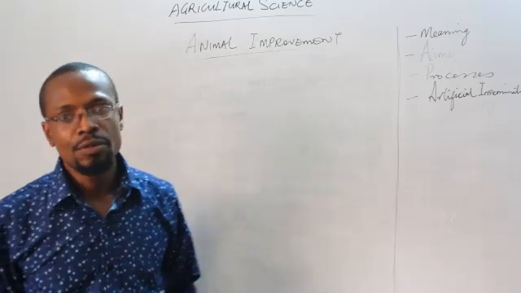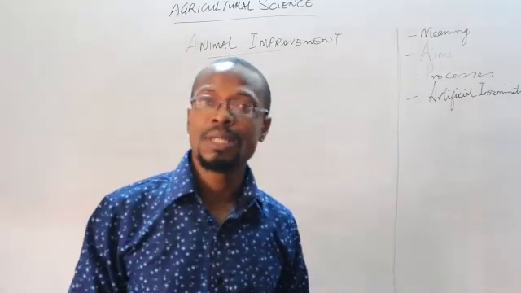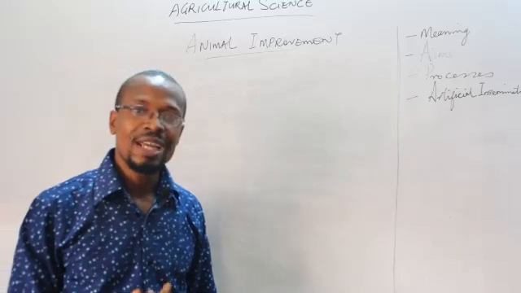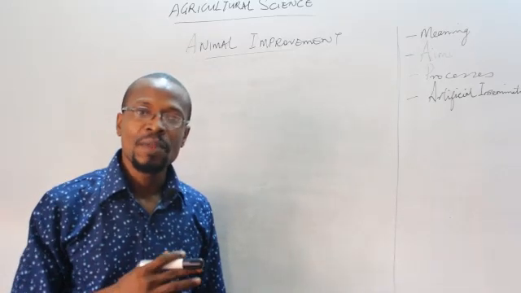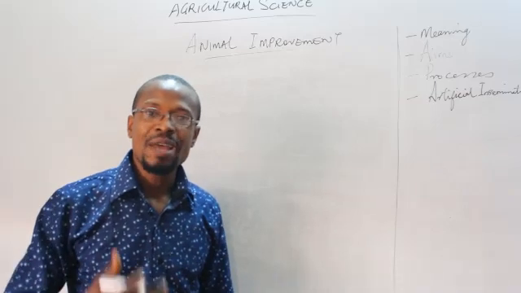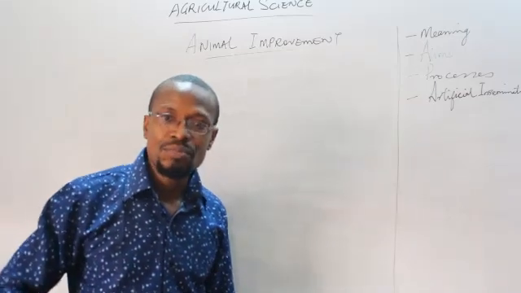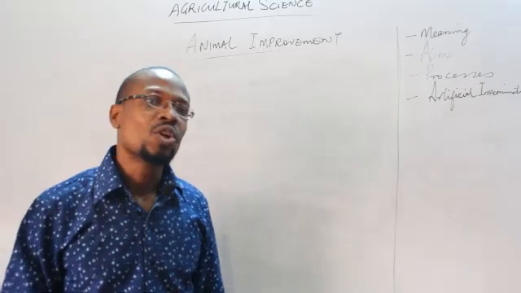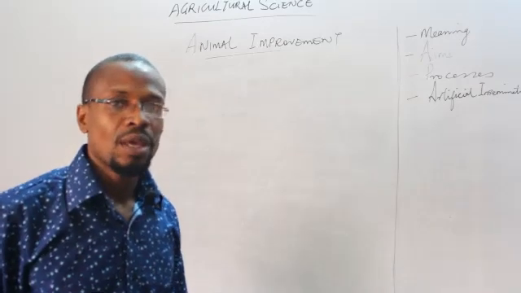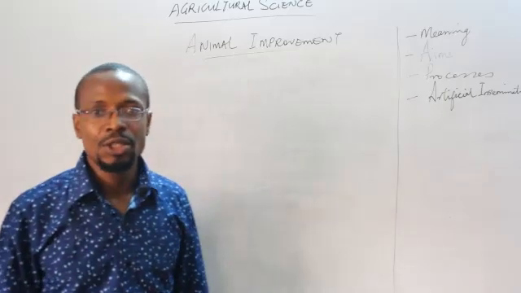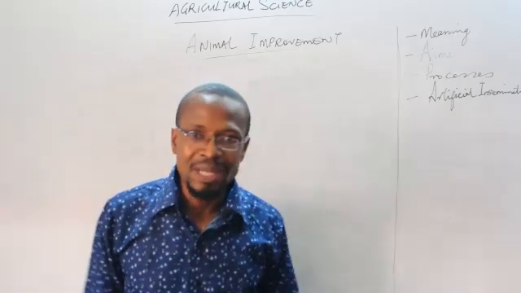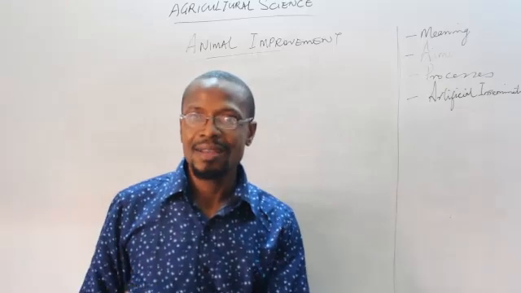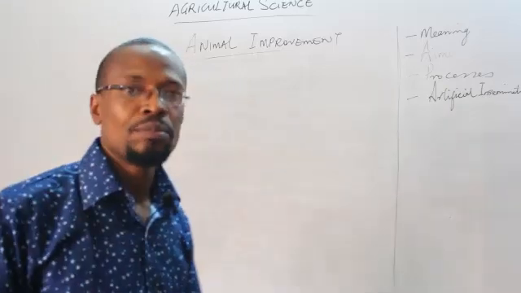What do we mean by animal improvement? As simply as it sounds, animal improvement is simply the processes, the methods, the ways that we can use to upgrade the level or the quality of existing animals or existing breeds of our animals to a level that is desired in order to give better yield, better product yield, better feed conversion. Just improvement, taking it from a lower standard to a better or higher standard. That's simply what animal improvement talks about.